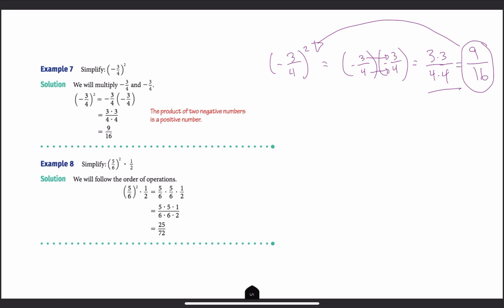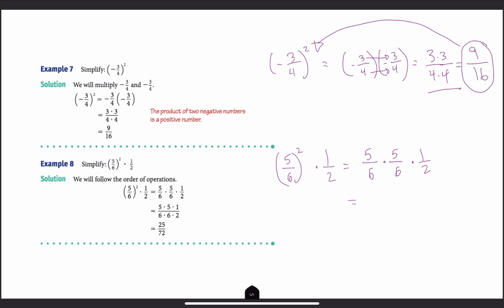Now let's do another one here. 5/6 squared times a half. So the order of operations says we have to evaluate exponents first. So this is 5/6 times 5/6 times 1/2. So 5/6 times 5/6 times 1/2.